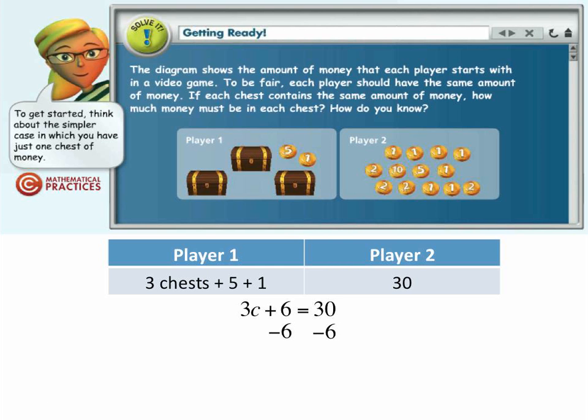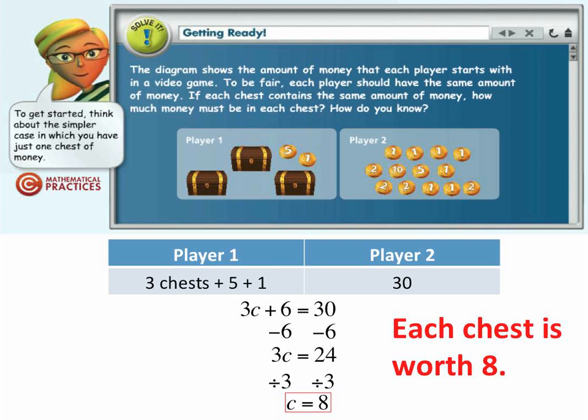If I subtract the 6 from both sides to undo the addition, I wind up with 3C equals 24. So 3 times what number has to be 24? If I follow my procedure from last time, in order to undo multiplication, I would do division, divide by 3, and I know that C is 8. So each chest is worth 8. And if you check it, 8, 8, and 8 is 24, plus 6 more makes 30, which is the same as that side.